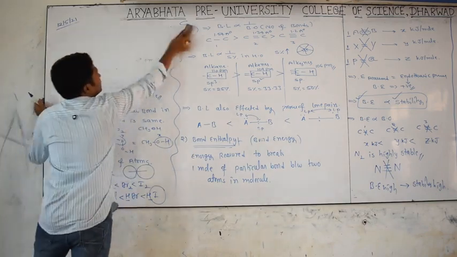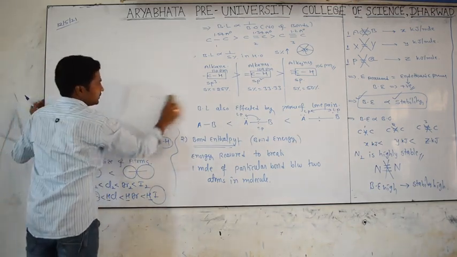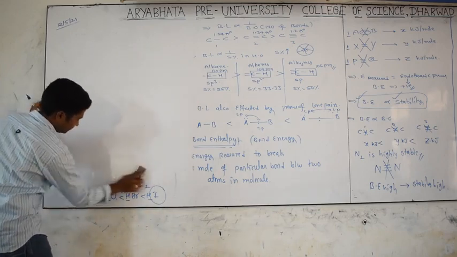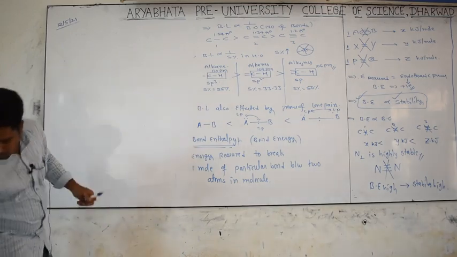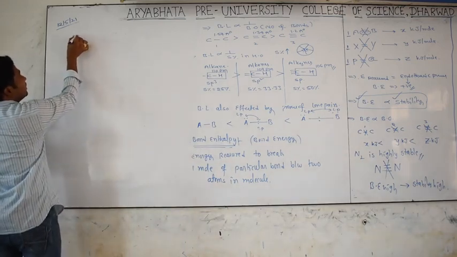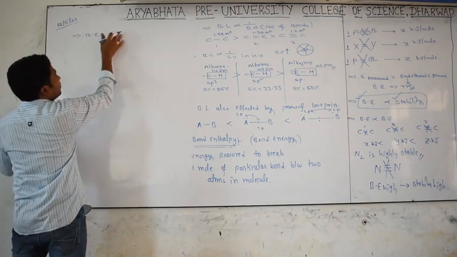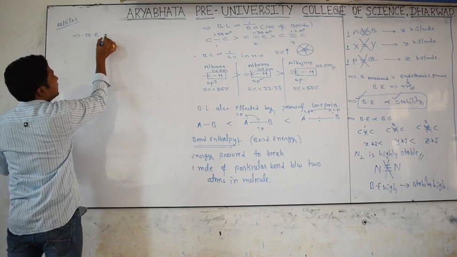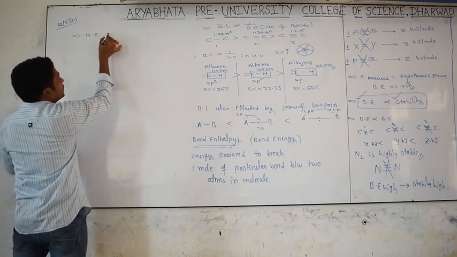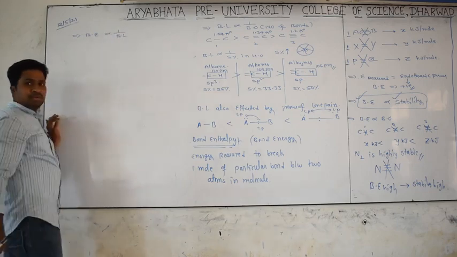And we have to discuss some other factors regarding bond energy. We have explained bond order. Another thing: bond energy is directly proportional to which character? S character we can tell, or bond energy is inversely proportional to bond length.